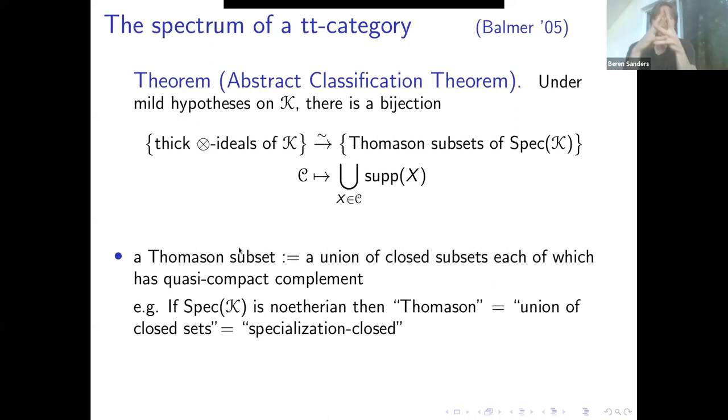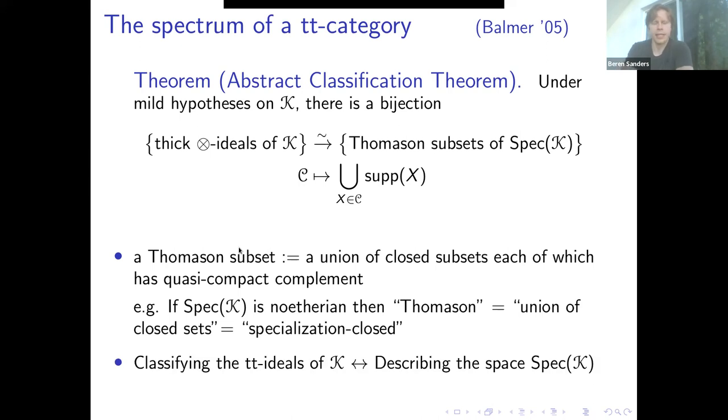So we have this abstract classification theorem, which is telling us that the universal support always classifies the thick tensor ideals of our category. One way of appreciating this theorem is that the problem of classifying the thick tensor ideals of our category is essentially equivalent to describing this Balmer spectrum, this space. We always get a classification of the thick tensor ideals in terms of this abstractly defined space. So really what we need to do is compute what this space actually looks like. Feel free to interrupt if there are any questions.